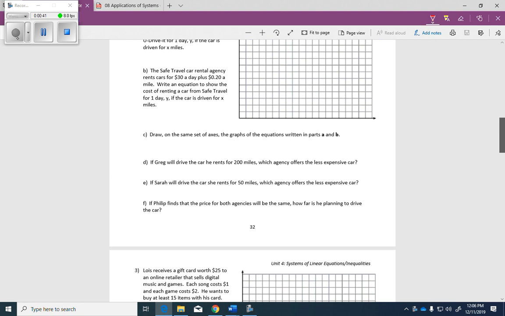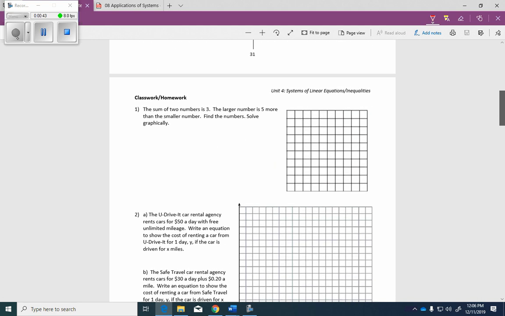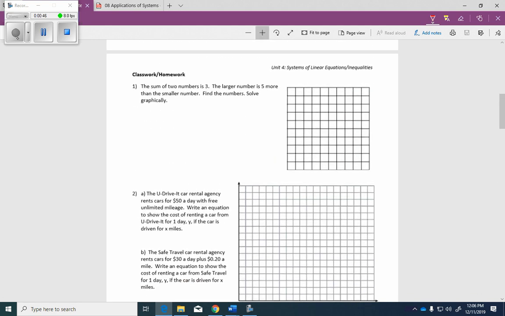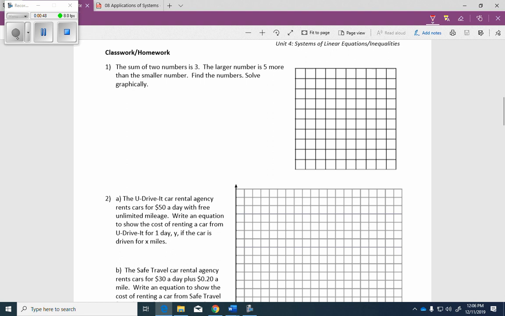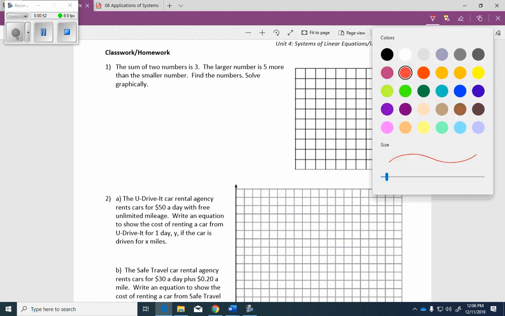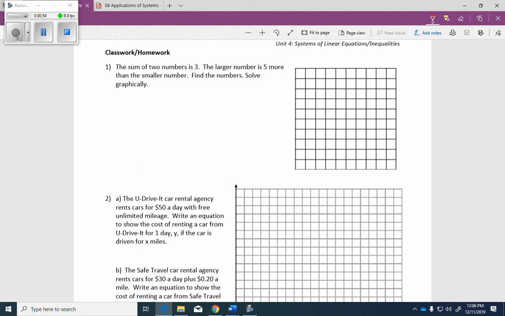For homework, we had page 32, number 1. The sum of two numbers is 3. The larger number is 5 more than the smaller number. So I'll write some let statements. Remember, it doesn't matter what you choose, so I'm going to let x be the smaller number, and y is the larger.